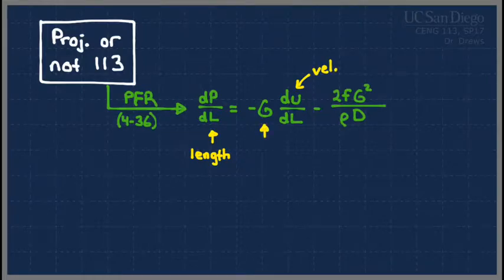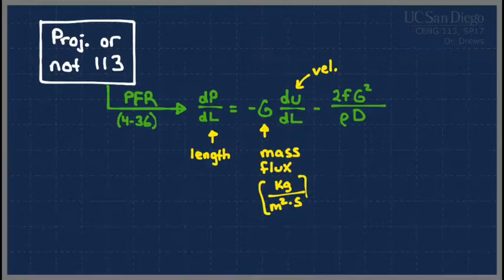G is an interesting one that we don't use a lot inside reaction kinetics. This is a mass flux. So mass flux looks like kilograms per area per second. You'll see mass flux pop up in both of these expressions. Why do we use mass flux? Because it doesn't change, it's constant.